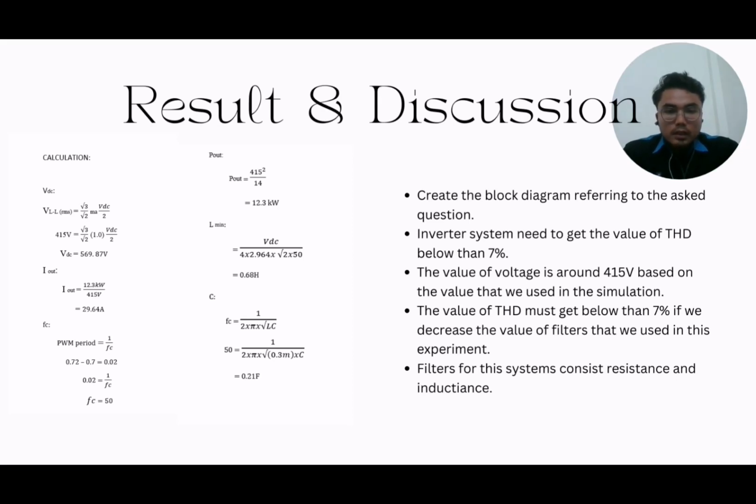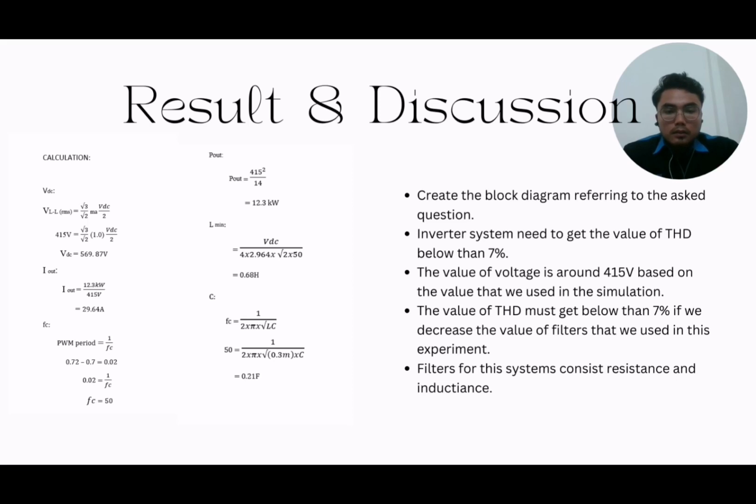So for the result and discussion part, we will go through it really quickly. First, in this MATLAB simulation software, we need to create the block diagram referring to the given question. For your information, this inverter system needs to get a THD value below 7%, and the voltage is around 415 volts, based on the values that we use in the simulation.